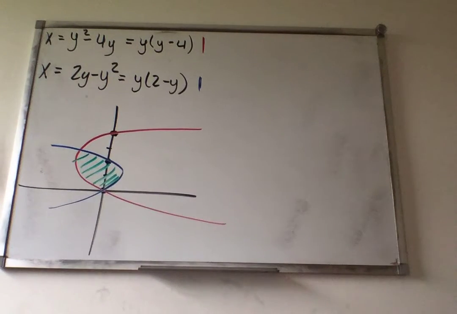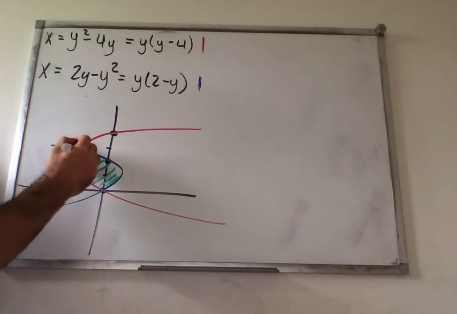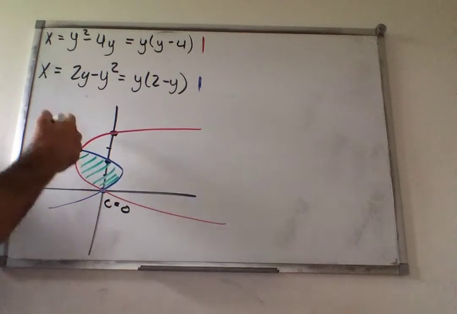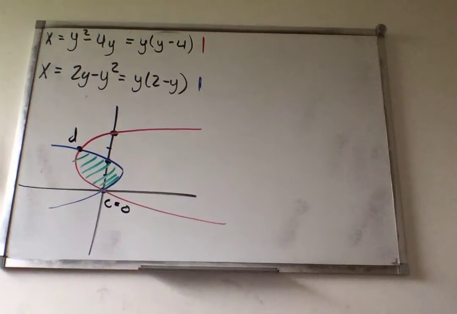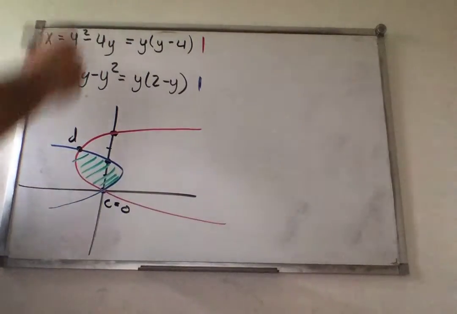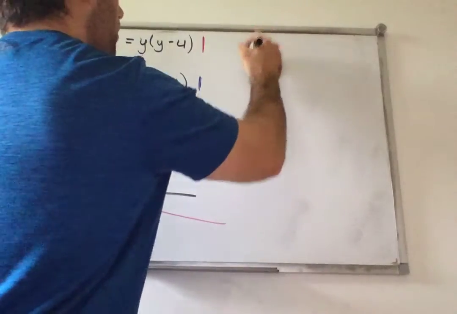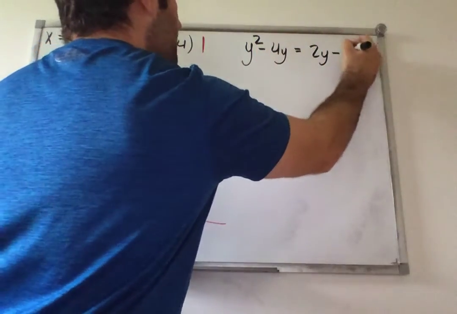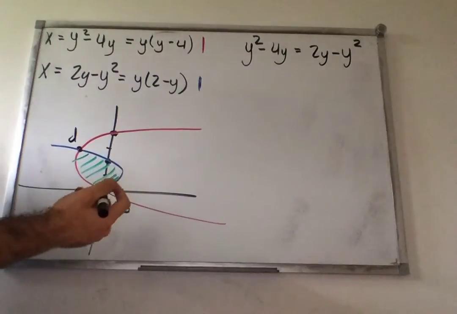So we can go ahead and write our integral now, with the exception that we don't know what this value d is. So we're going from c equals 0 to d equals something. Now to figure out that point, we do the same exact thing. We're going to set the two equations equal to one another. y squared minus 4y is equal to 2y minus y squared. And we're just going to solve.